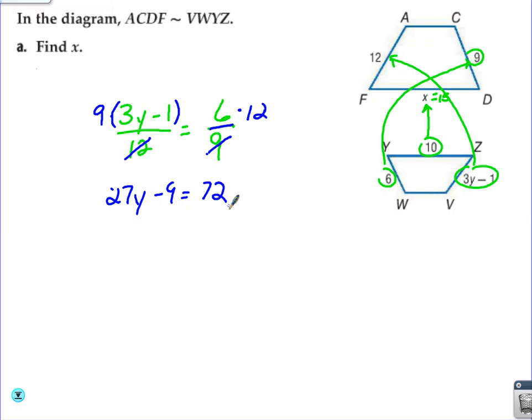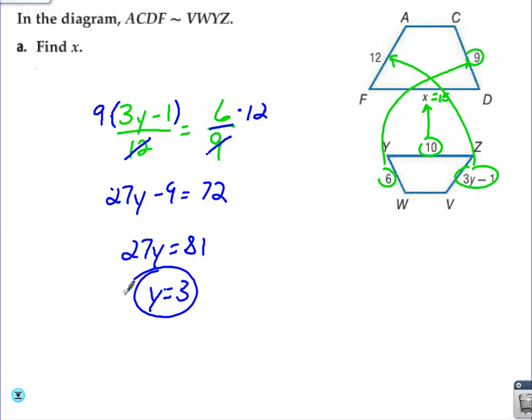That's easy. That's a linear equation. That's what we've been solving. To move minus 9, we do plus 9. You now have 27y equals 81. If you need to use your calculator, divide by 27, you get y equals 3.